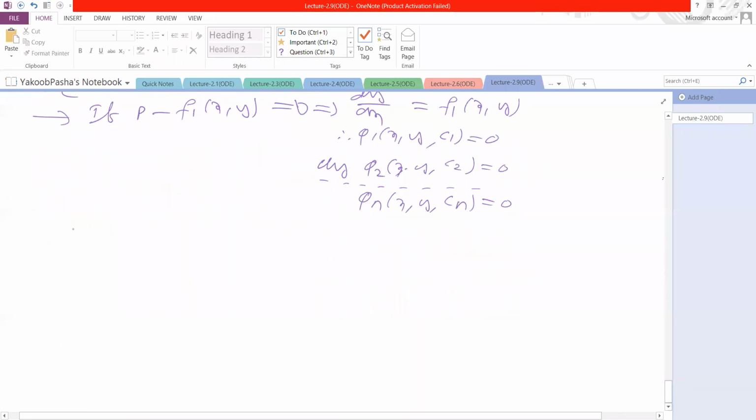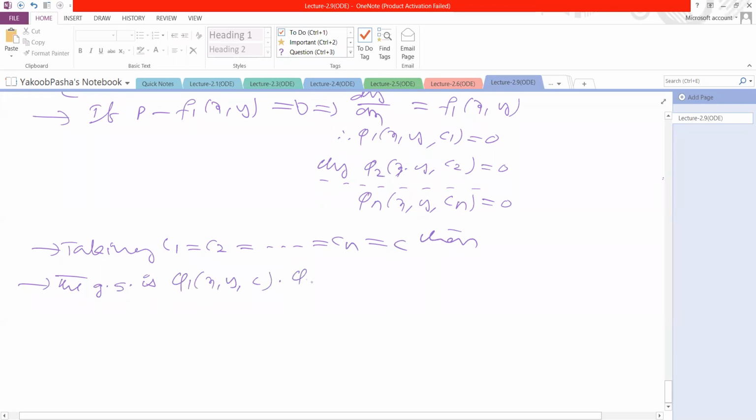So after integration, taking c1 is equal to c2 is equal to, and so on, cn is equal to c. We have to substitute c for all of them: c in place of c1, c in place of c2, and so on, c in place of cn. The general solution, it is important, is the product of these solutions, that is phi 1 of x y c into phi 2 of x y c, and so on, phi n of x y c is equal to 0.